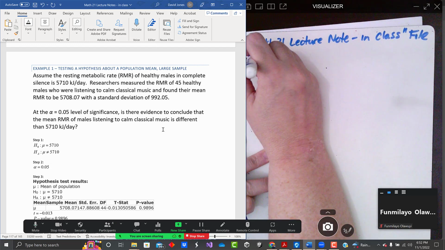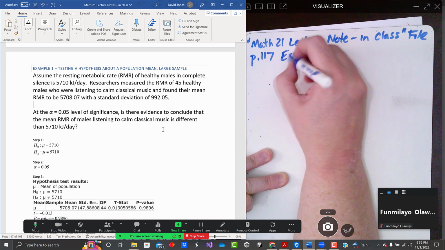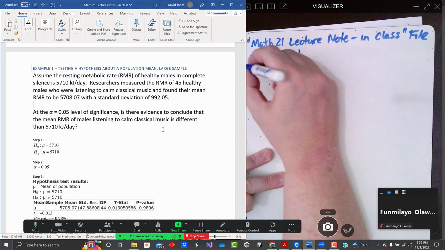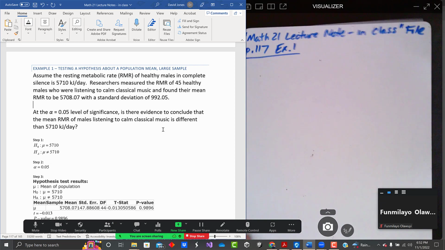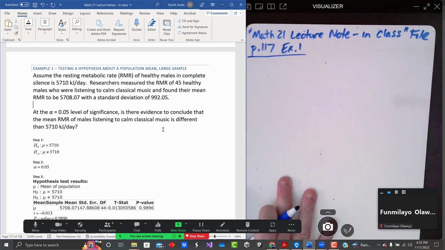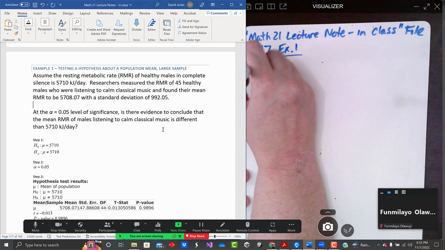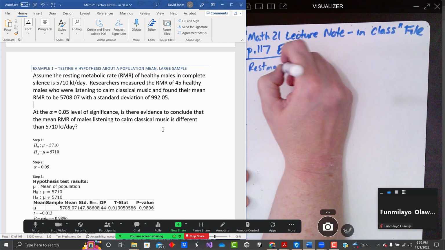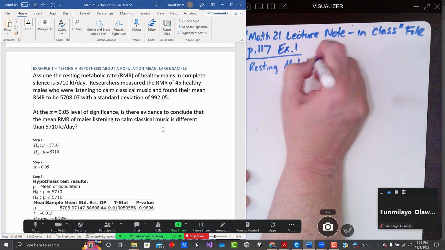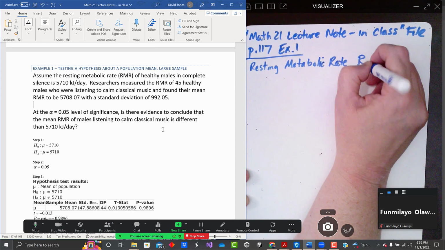And page, this is effectively 117. We're going to do example 1. We're going to do examples 1, 2, and 3, and I think there's an example 4 I want to do. So this one is on the resting metabolic rate, called RMR.